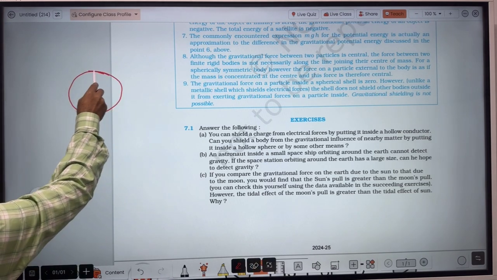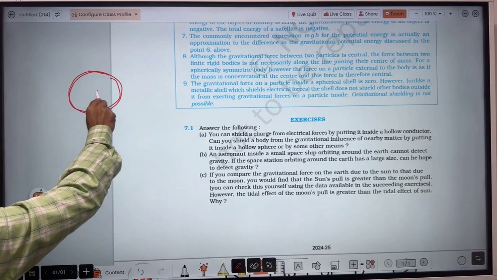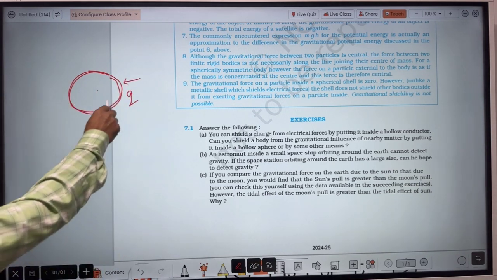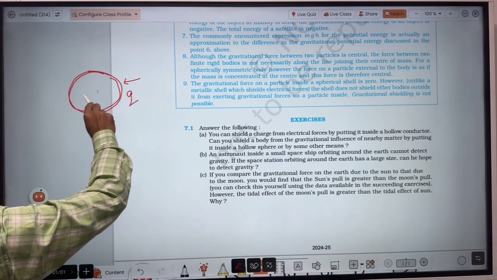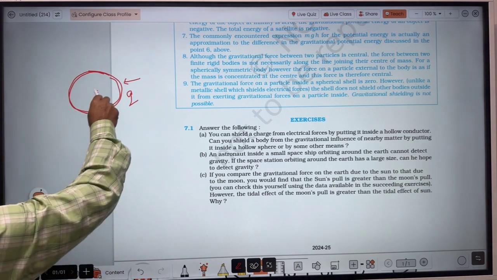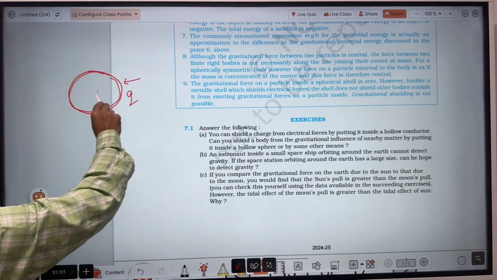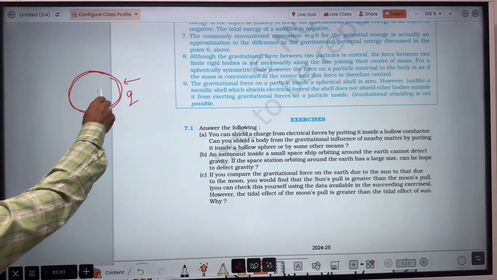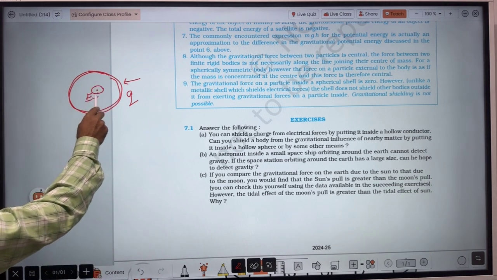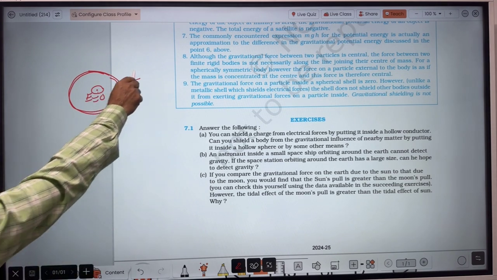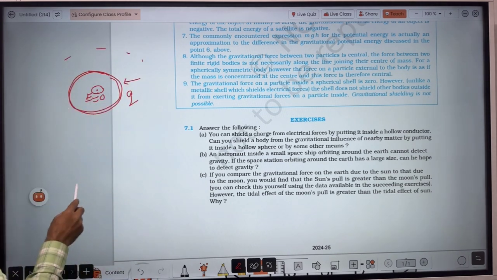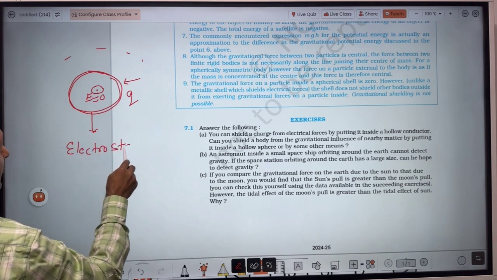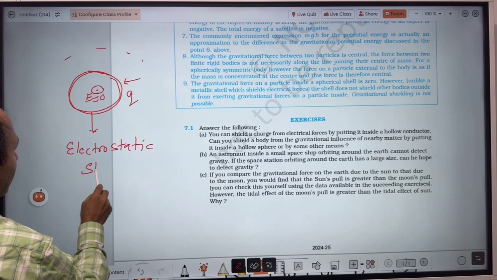If you have a conductor like this and there is space inside, if you give charge Q to it, then what will happen? The effect of charge inside will be zero. Here there is no electric field. If you put some instrument that is sensitive to electric field, that will be protected inside, because here E will be zero, means there is no electric field. Outside there will be electric field. So this type of situation is called electrostatic shielding.